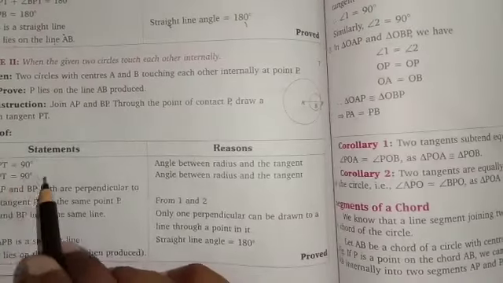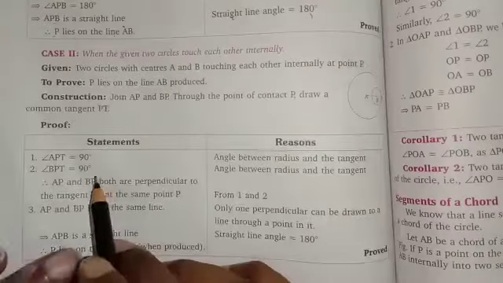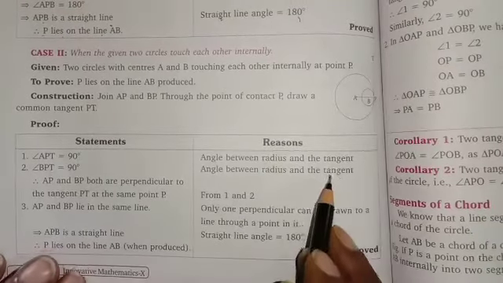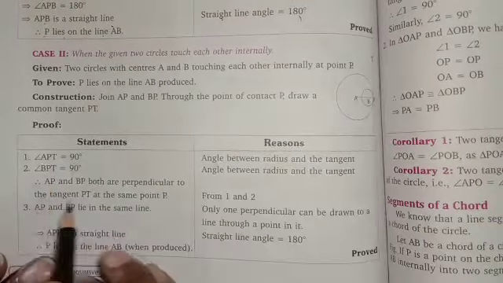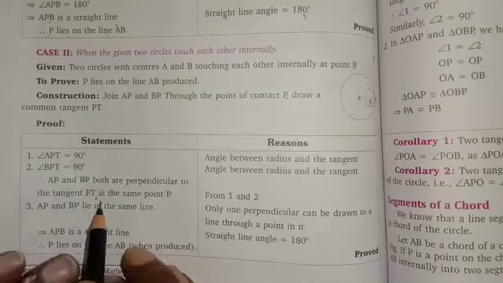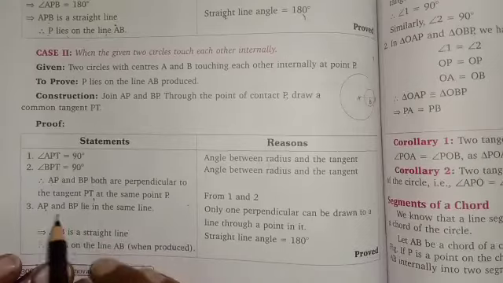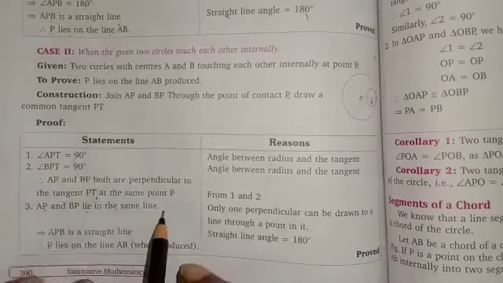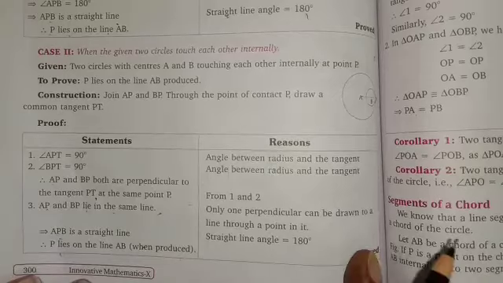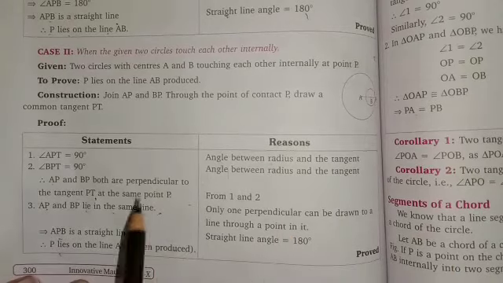APT is 90 degrees and BPT is also 90 degrees. The angle between radius and the tangent is 90 degrees. Same thing, AP and BP both are perpendicular to the tangent PT at the same point P. Therefore, AP and BP lie in the same line. APB is a straight line. P lies on the line AB. Just have to memorize these two theorems.